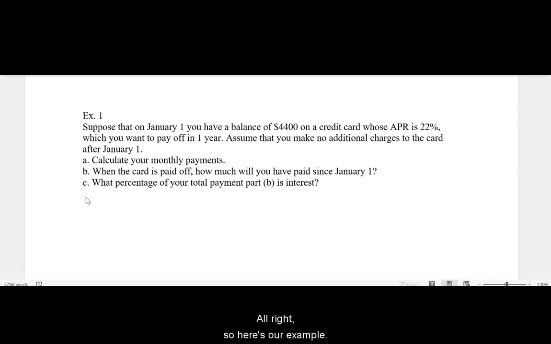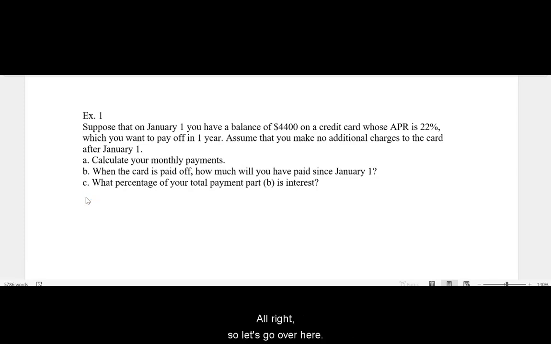All right, so here's our example. Suppose that on January 1st, you have a balance of $4,400 on a credit card whose APR interest rate is 22%, which you want to pay off in 1 year. Assume that you make no additional charges to the credit card after January 1st. Meaning you've got this balance of $4,400. You want to pay it off. So you're not going to spend any more money on the credit card. You're not going to use it. But you want to figure out what my payments would have to be in order for me to have this paid off in the year time.